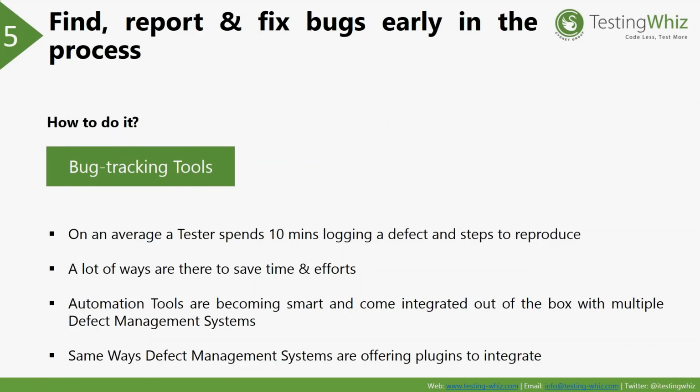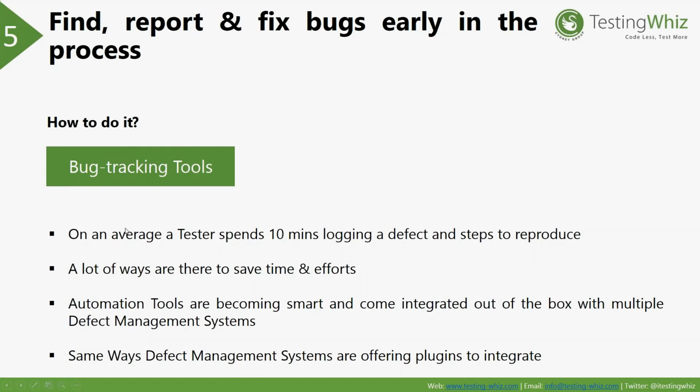Moving on to the fifth item on the list: find, report, and fix bugs early in the process. Well, this is not a new item on the list. I think it's something that most of you are already aware of. A lot of QA and test managers believe it's one of the most common pieces of knowledge a person can provide to you.